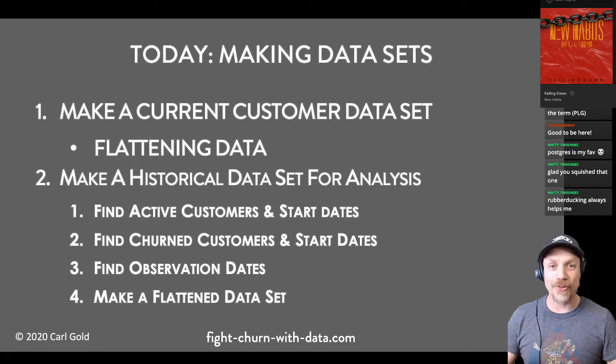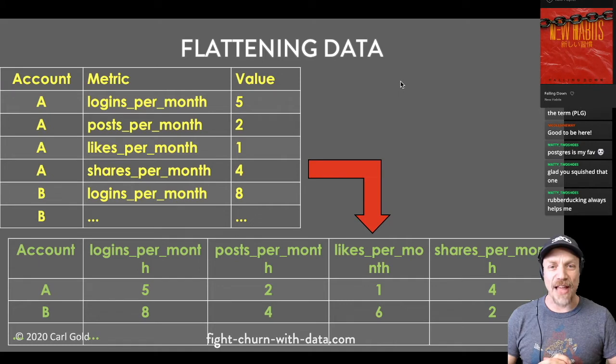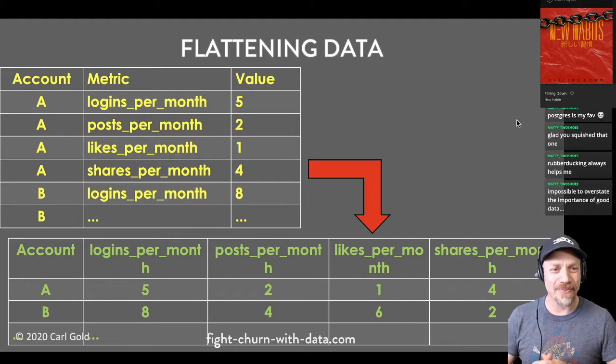So the first thing we'll talk about is an easy beginning to making a data set, which is a current customer data set, where all you have to do is flatten the data from the database. I'll show you what that means in just a sec. We'll hit some code. Then we're going to look at making a historical data set, which is more complicated. But let's first talk about the current customer data set. This is what I mean by flattening the data, for those of you who haven't heard this term before. Some people call it pivoting the data. I even call it pivoting the data sometimes.